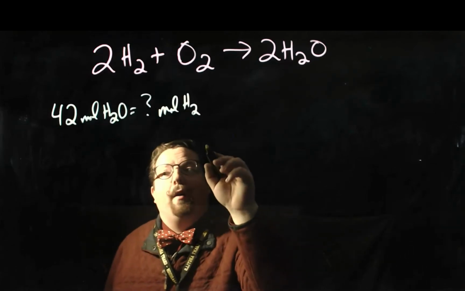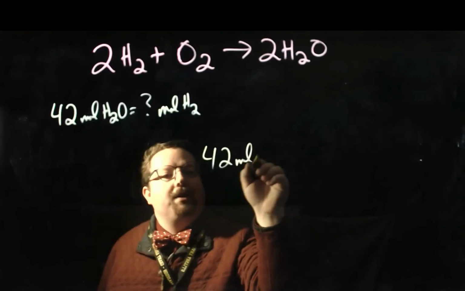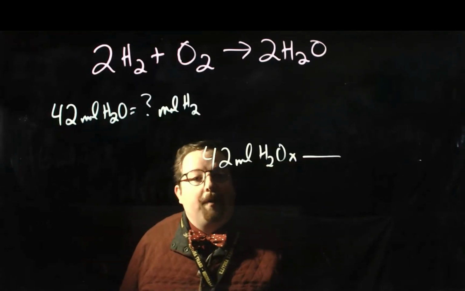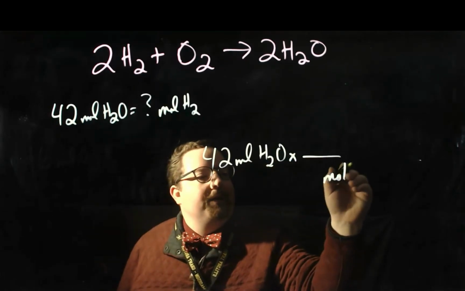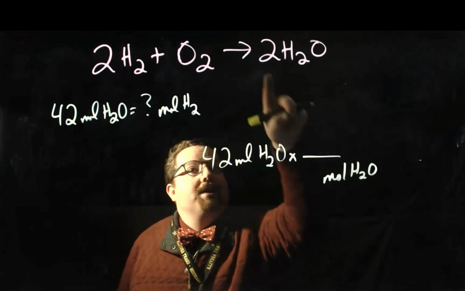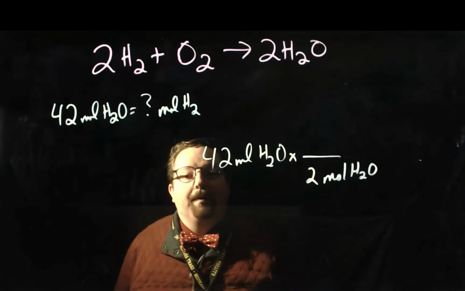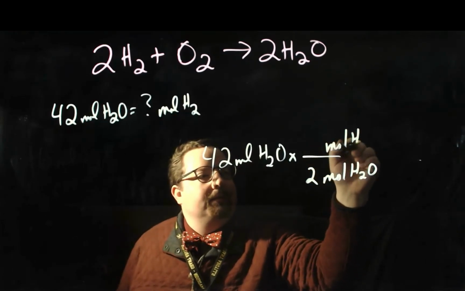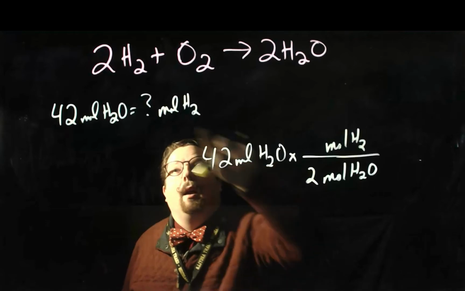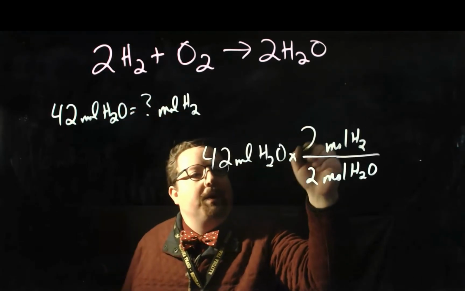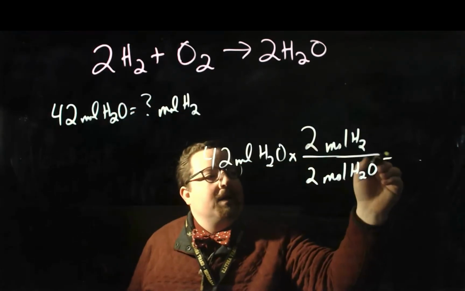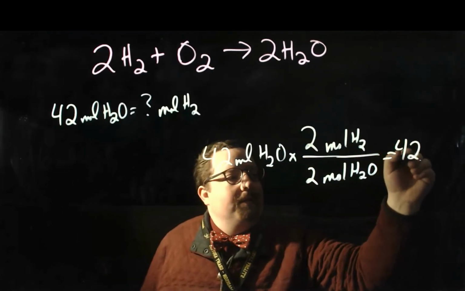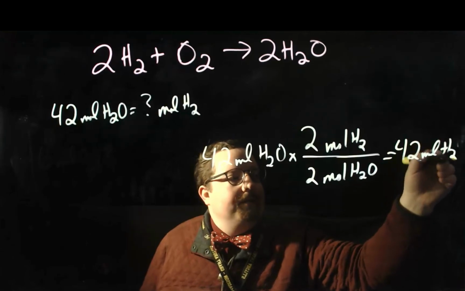So we start with what we know, 42 moles of H2O times, use the coefficients from our equation. We want moles of H2O on bottom, and our equation says there are 2 moles of H2O. And we're looking for moles of H2, so that'll be up top. And according to our equation, there's also 2 moles of H2 needed. So if we take 42 times 2 divided by 2, we get 42 moles of H2.